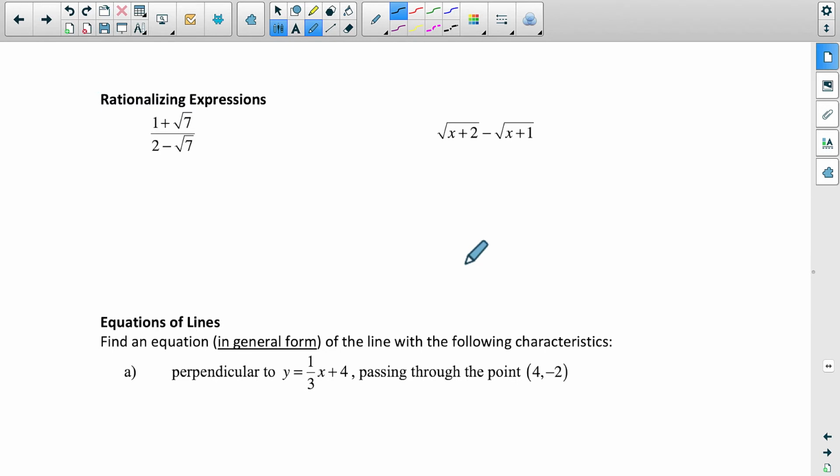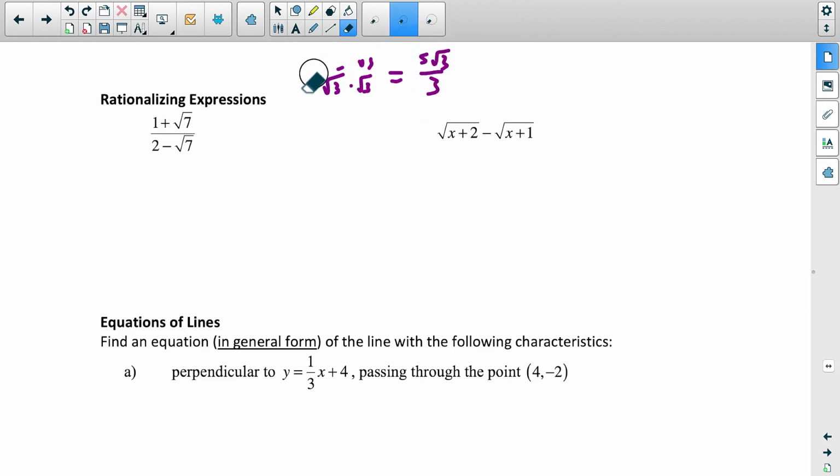Rationalizing expressions. So, you've done this before. We usually rationalize the denominators. Remember how to do that? First of all, if it was just one term, like 5 over root 3, remember what you do? You multiply the bottom by root 3, you multiply the top by root 3. So then, 5 root 3 on the top, and root 3 times root 3 is 3. Look, no more radical on the bottom. So that's if it's just a monomial. Remember what to do when it's a binomial? You multiply by the conjugate.